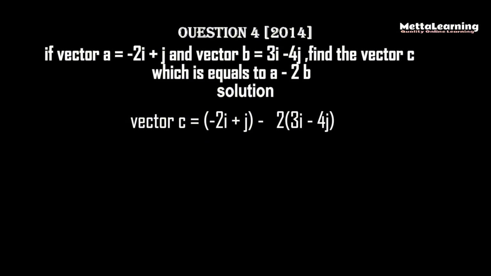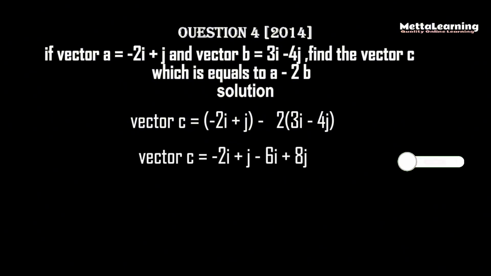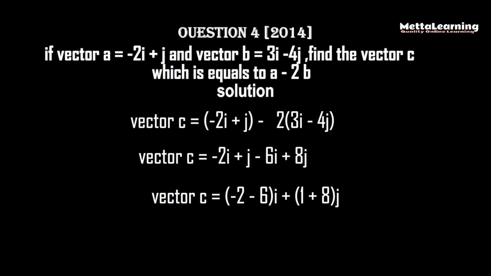The first thing we're going to do is open the second bracket, which is vector B, to make 2B. Therefore we'll have minus 2i plus j, then minus 6i plus 8j, since the 2 multiplies and opens the bracket. Then we collect the like terms and add our values together, and our final answer will be minus 8i plus 9j. So vector C, which equals vector A minus 2B, will be minus 8i plus 9j as our final answer.